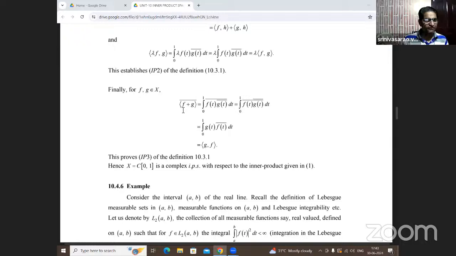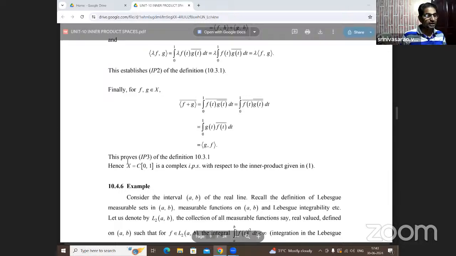So the conjugate of the inner product of f comma g equals the integral from 0 to 1 of the conjugate of f of t and g bar of t dt. It can also be written as the definite integral over the closed interval 0, 1 of f of t bar, and the conjugate of the conjugate is simply g of t. So by the definition, this value is the inner product of g and f. So the third condition is also verified.